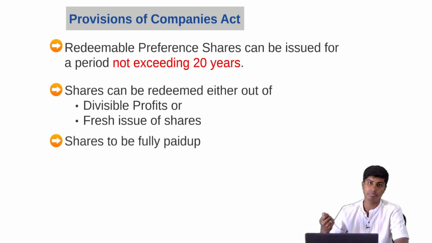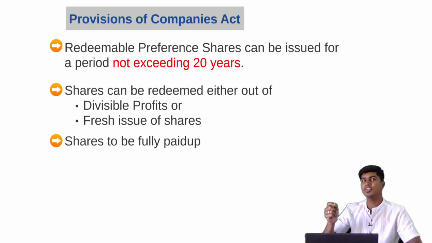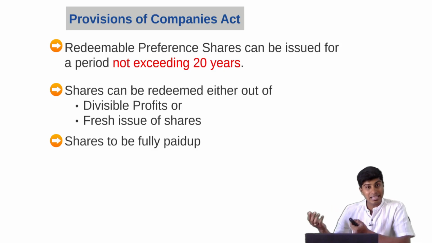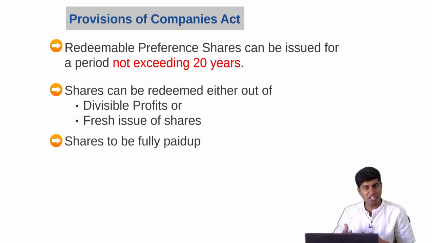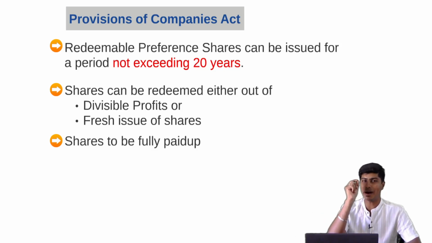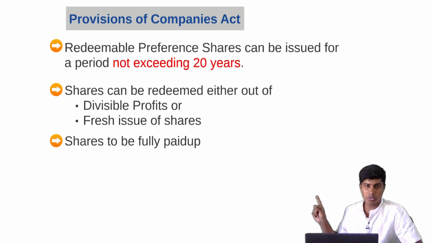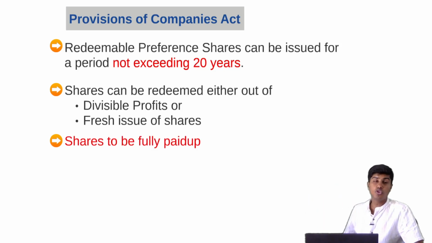And when the company is going for redemption of preference shares, it needs to note that the shares must be fully paid up, meaning a partly paid up share cannot be redeemed. If there is a preference share which is partly paid up, the company has to make the further call, collect that call money, make that share fully paid up, and only then can it go ahead with redemption. Very important thing to be noted is the share has to be fully paid up.